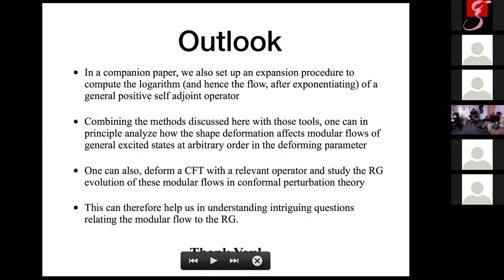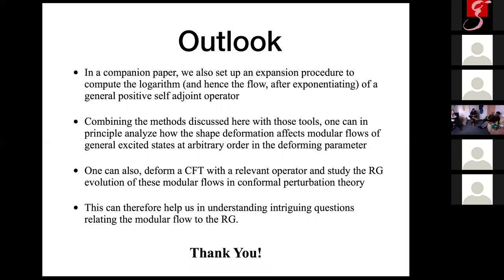But the point is, I'm still trying to make sense of this expansion procedure. So I have a very formal expansion. I still have to see what simplifications I get. I already simplified it a lot in that paper, but I suspect that there are further simplifications that I can do. And then hopefully in another year, I'll actually give a talk about this.